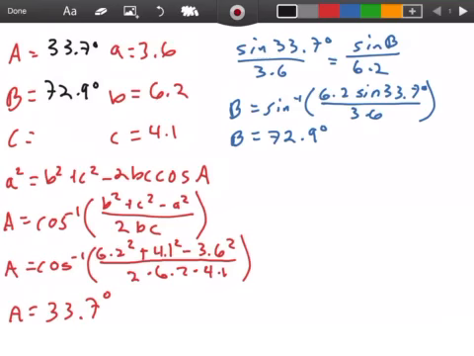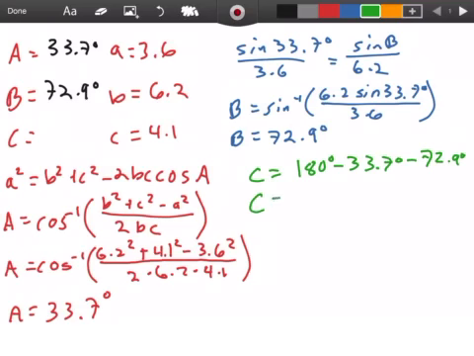Finally, to get angle C, we will subtract from 180 degrees the two known angles. So 180 minus 33.7 minus 72.9, and we get that angle C is 73.4 degrees.